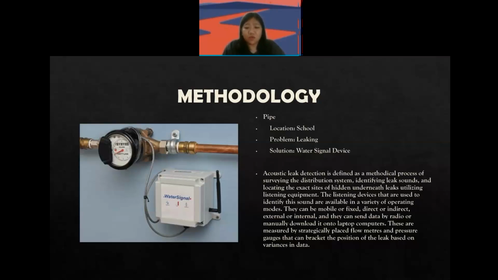The listening devices that are used to identify these sounds are available in a variety of operating modes. They can be mobile or fixed, direct or indirect, external or internal, and they can send data by radio or be manually downloaded onto laptop computers. These are measured by strategically placed flow meters and pressure gauges that can bracket the position of the leak based on variance in data. Next.